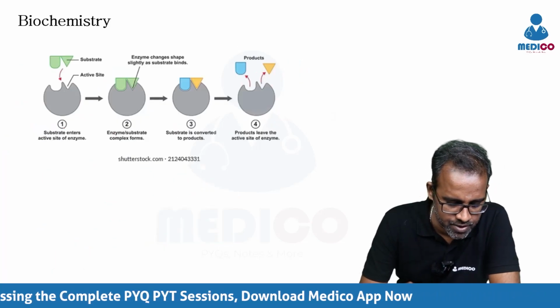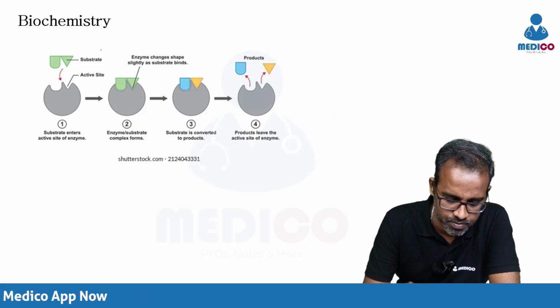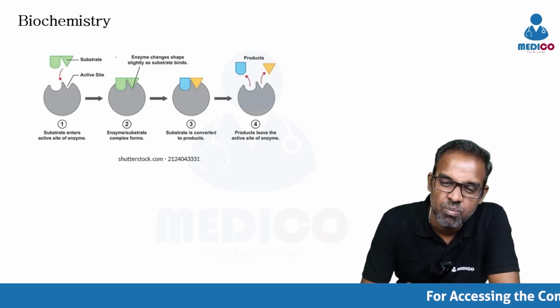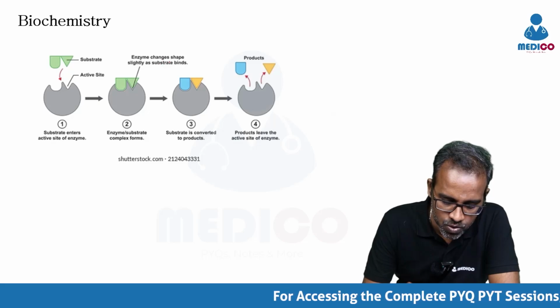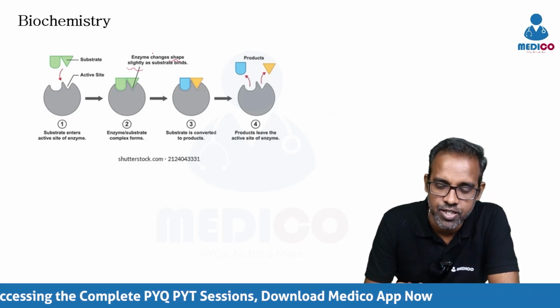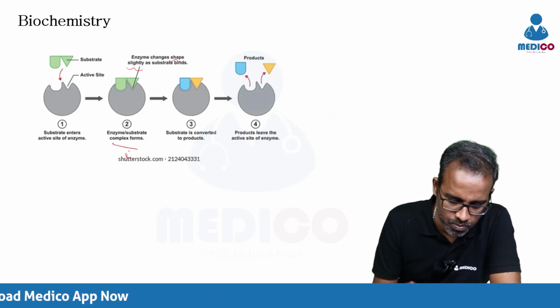So what you see here is an enzyme. It has an active site. The substrate binds to the active site. Upon binding of the substrate, the enzyme undergoes a change in conformation, especially the shape will change. Some amount of conformational change will happen to form the enzyme-substrate complex.